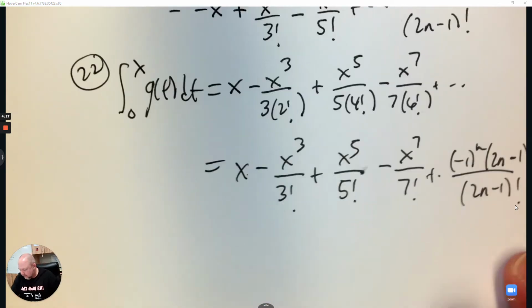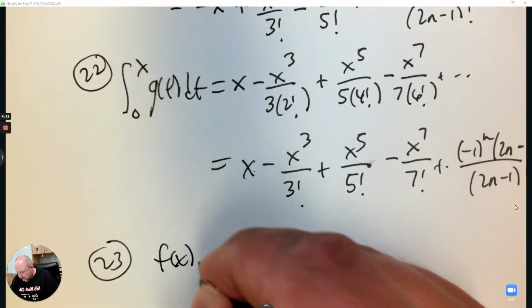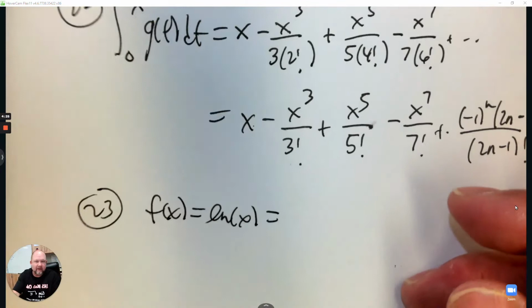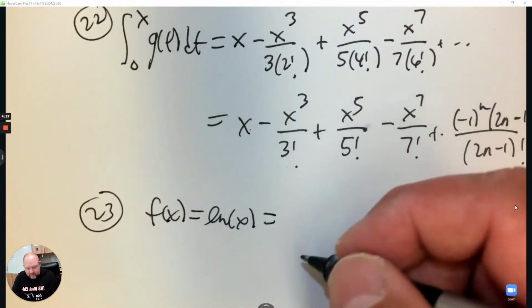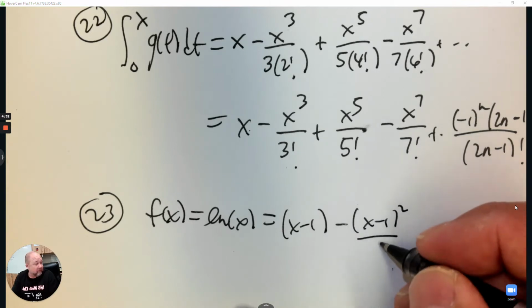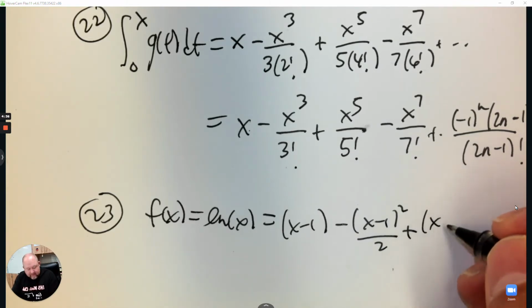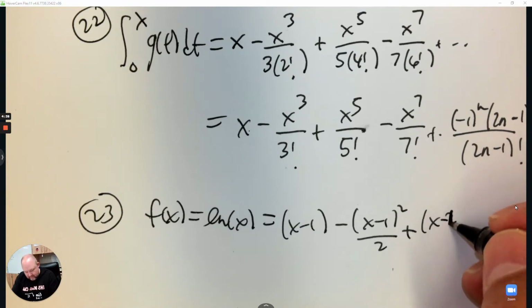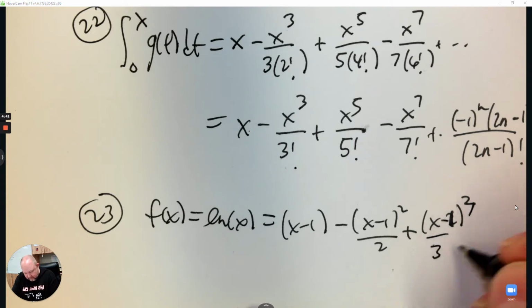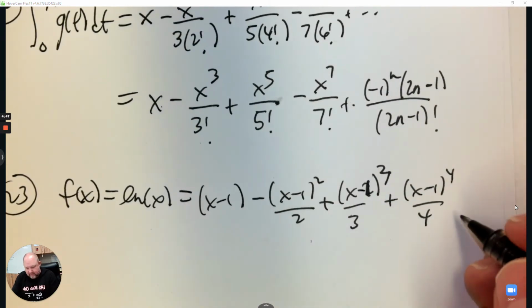All right, 23. It says, use what was in example number 9. So if you go back to number 9, this as a series is x minus 1, subtract (x minus 1) squared over 2, plus, in alternating signs, (x minus 1) cubed over 3, (x minus 1) to the 4th over 4. So you can go back to example 9 and see this pattern.